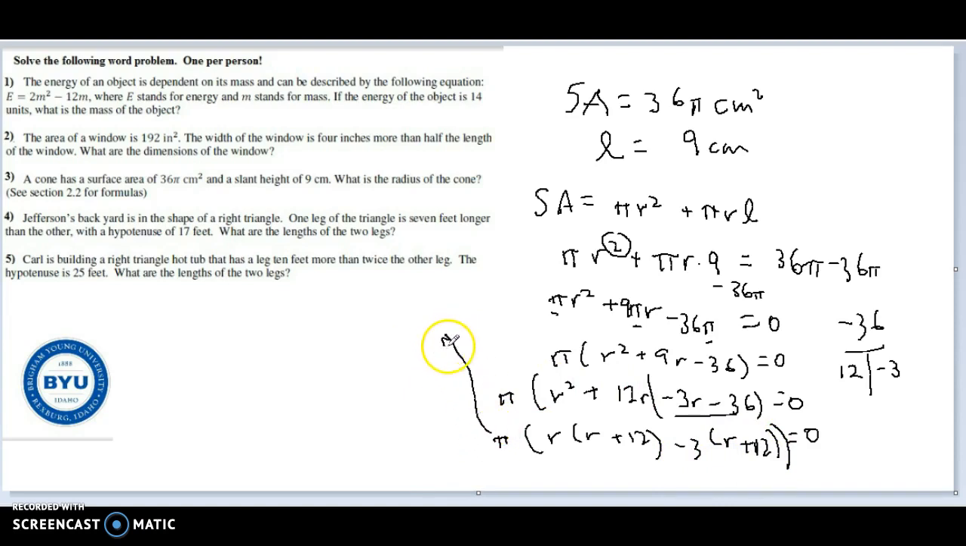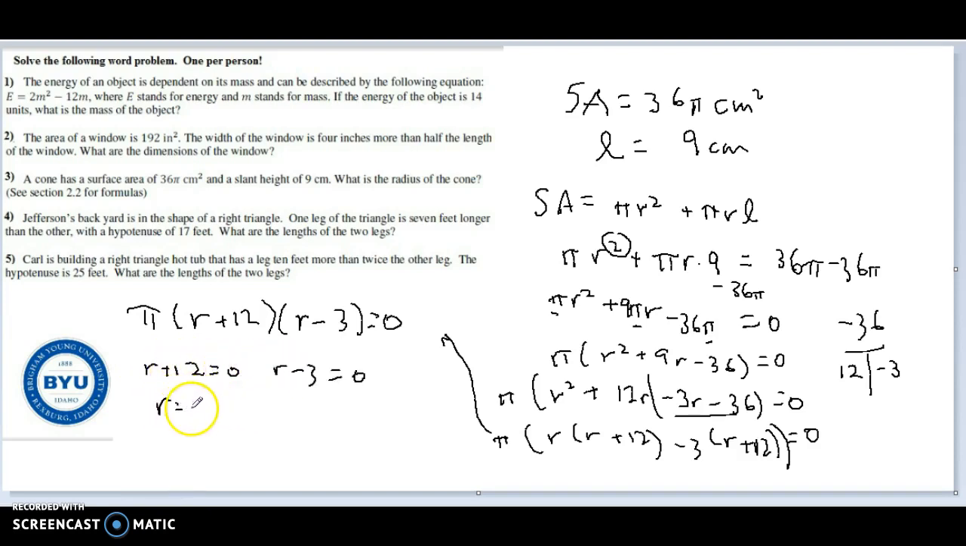I'm going to come back over here for the rest of this. So I've got pi is a common factor. And then for the rest of this, I have that r plus 12 that both halves have in common. And then I have r minus 3. So now we use the zero product property, which means we set each factor equal to 0. And notice that pi we can kind of ignore because pi can't equal 0. Also, we could consider dividing each side of the equation by pi, and then the pi would cancel. So we're not going to worry about the pi. But the other two factors, we do want.